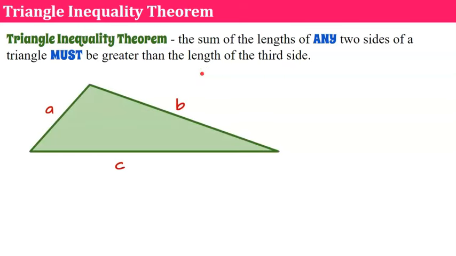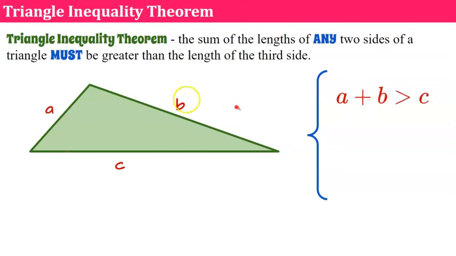So here's what that looks like. We have just a generic triangle here. It has no specific measurements. I've just given you a three-sided closed figure with sides A, B, and C. We have three inequality statements that need to be true in order for this to be a triangle.